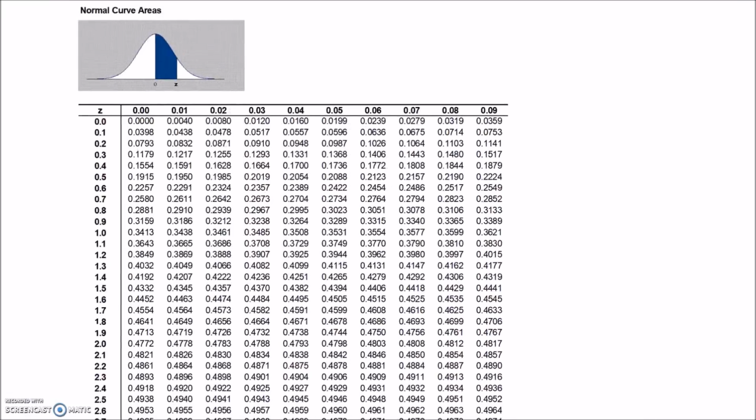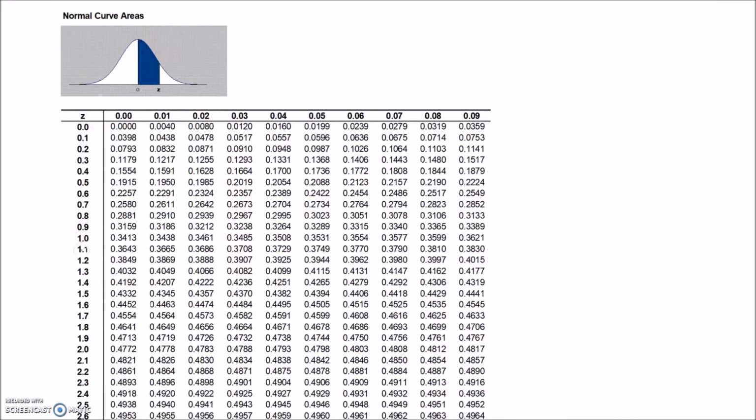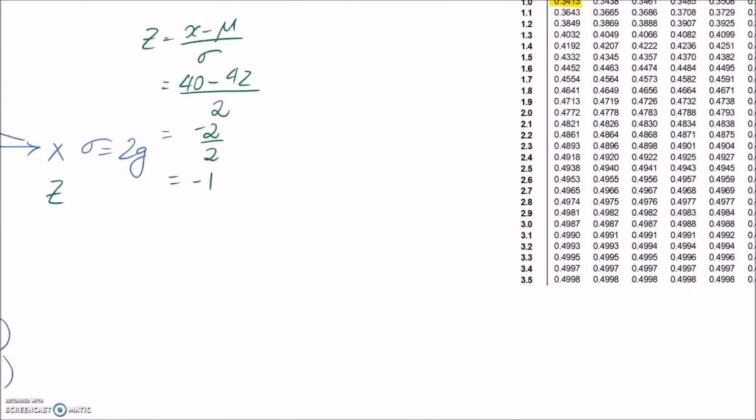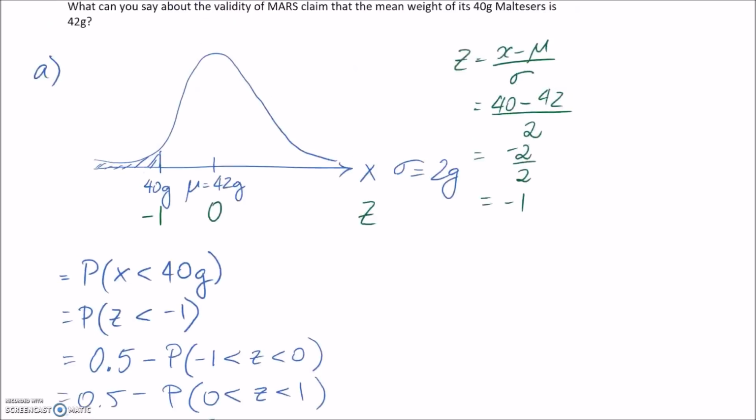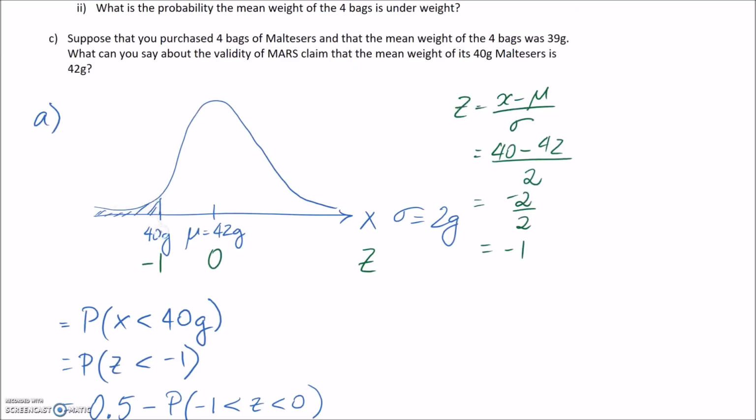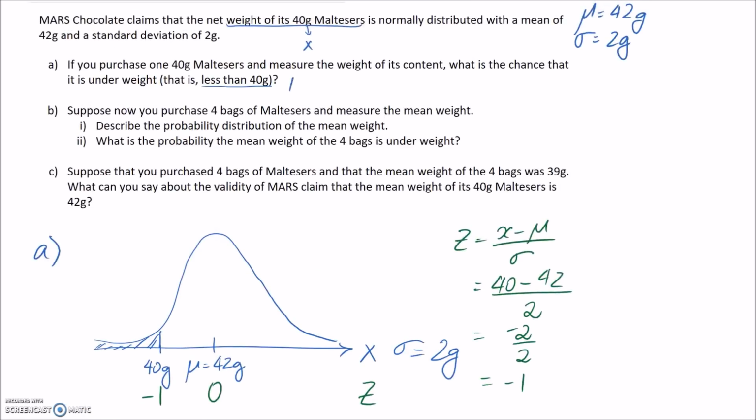So we're looking at Z is equal to 1. So this is the Z-score down here, this is 1. And we want our second decimal to be 0 as well, so that's what we're going to read off. So 0.3413. And if you type that in a calculator, 0.1587, which is the same as about 15.87%. Okay, so that's the chance that we have a packet that's less than 40 grams.